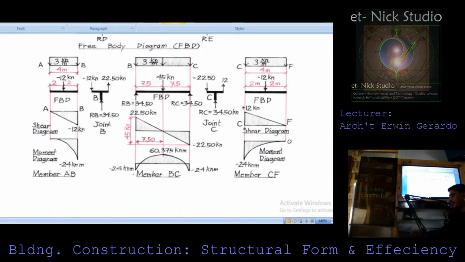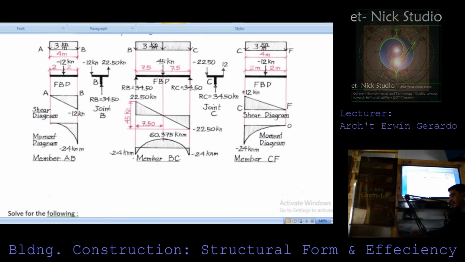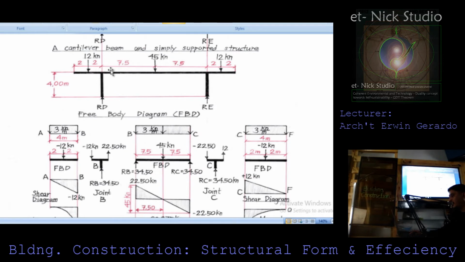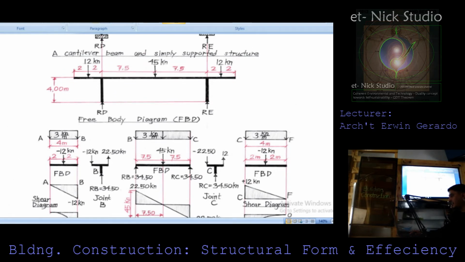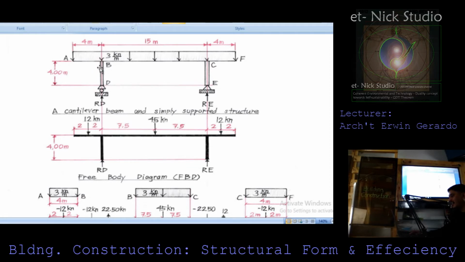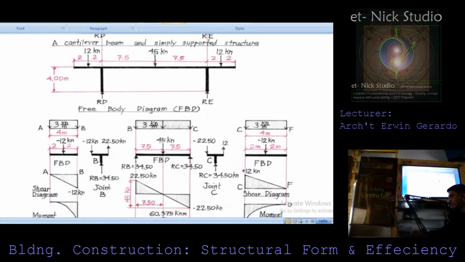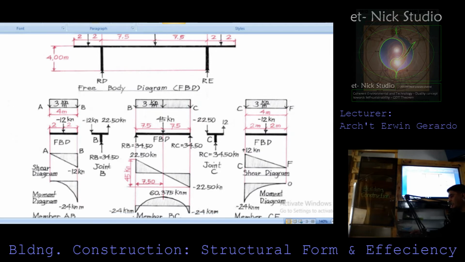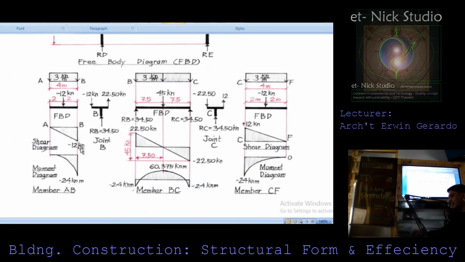So this is already the layout of each structural member. Take note that joint B is at this portion, that is why we denoted it as joint B, which is found here. And this is joint C, that's why if we look at the designation of it, it is in this manner. All you need to do is just transfer the loadings to the joint. In that way, you'll be able to transfer the shear and moment diagrams to it.